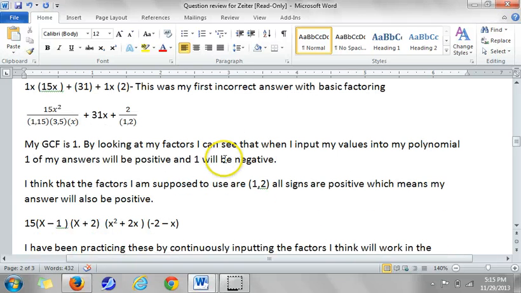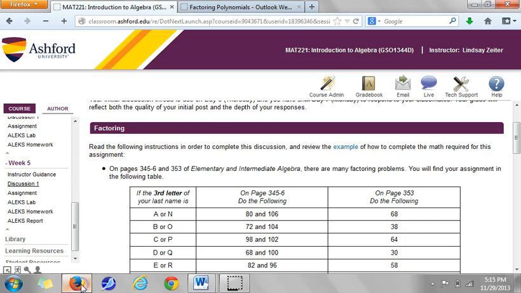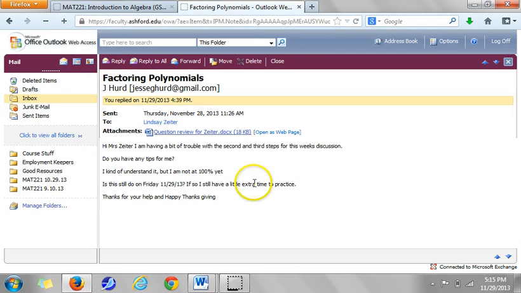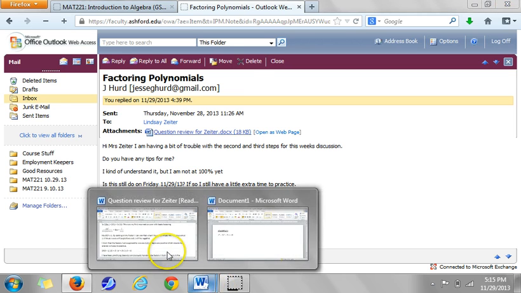And I know it's easy to overlook. I don't know if everybody always sees this part of the discussion post, but here in the directions for the problem on page 353, make sure you use the AC method regardless of what the book's directions say. So you definitely have to include that approach in your discussion post anyways. So again, I'll show you how to use that approach using one of the examples that you provided me. That's not where I wanted to go. Let's go back over here.